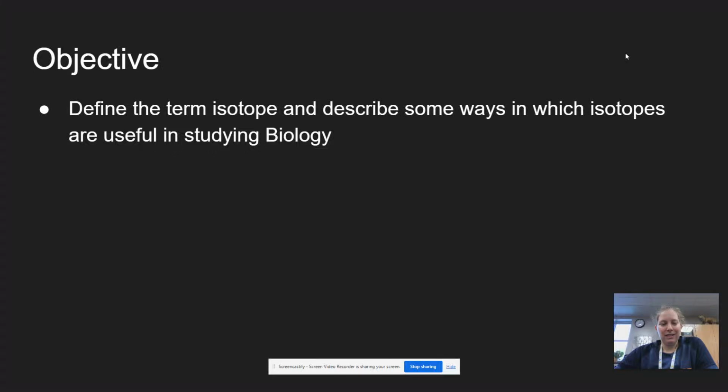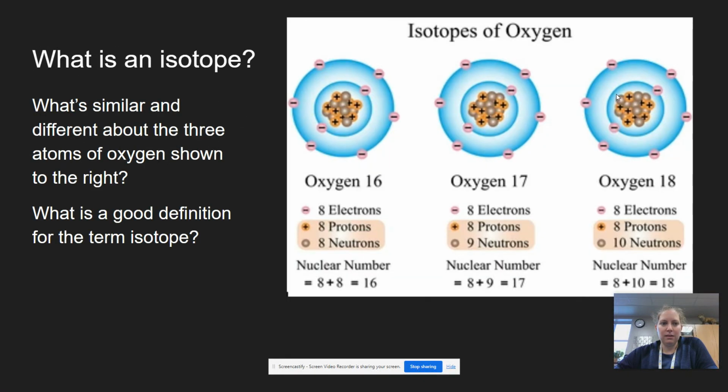Hi, scholars. In this video, we're going to define the term isotope and describe some ways in which isotopes are useful in studying biology. So, what is an isotope? There are images of three different isotopes of oxygen here: oxygen 16, oxygen 17, and oxygen 18. And they're all atoms of oxygen, but they have different mass numbers. And so that's how we differentiate them: oxygen 16, oxygen 17, oxygen 18.